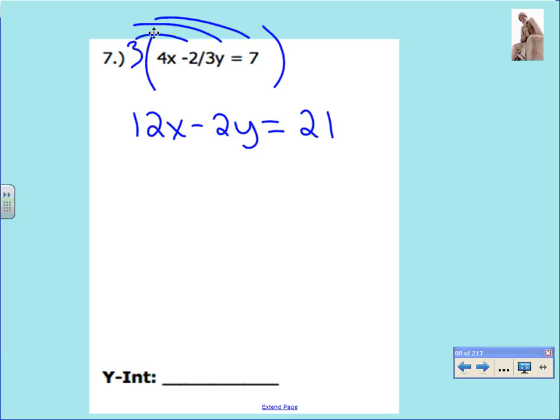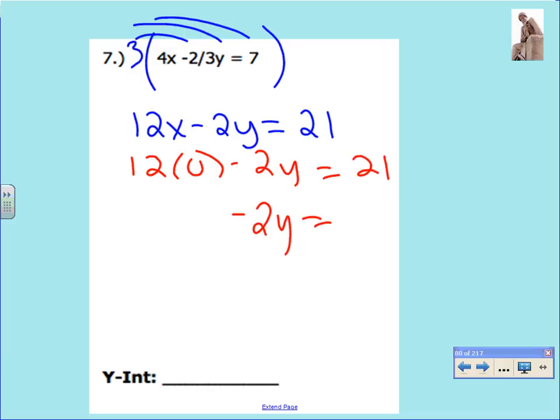Okay. So next thing, let's put 0 in for x. We have 12 times 0 minus 2y equals 21. 12 times 0 is 0. So we are left with negative 2y equals 21. Kevin, as an ordered pair, what is our y-intercept? Good. 0, comma, negative 10.5.